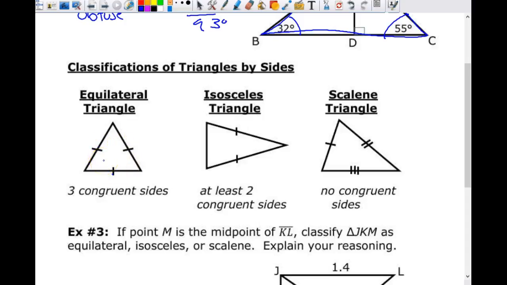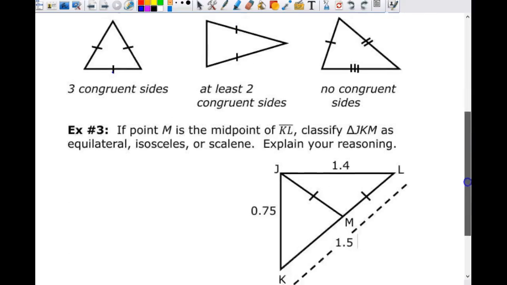An isosceles triangle has 2 equal sides, or at least 2 equal sides. And look, it has 2 congruency ticks. And then finally, a scalene triangle has no congruent sides. And look how there's congruency ticks. All 3 of these congruency ticks are different types. We have a 1 tick, a 2 tick, and a 3 tick, right? So all 3 of those are different. That means all 3 of these sides are also different.